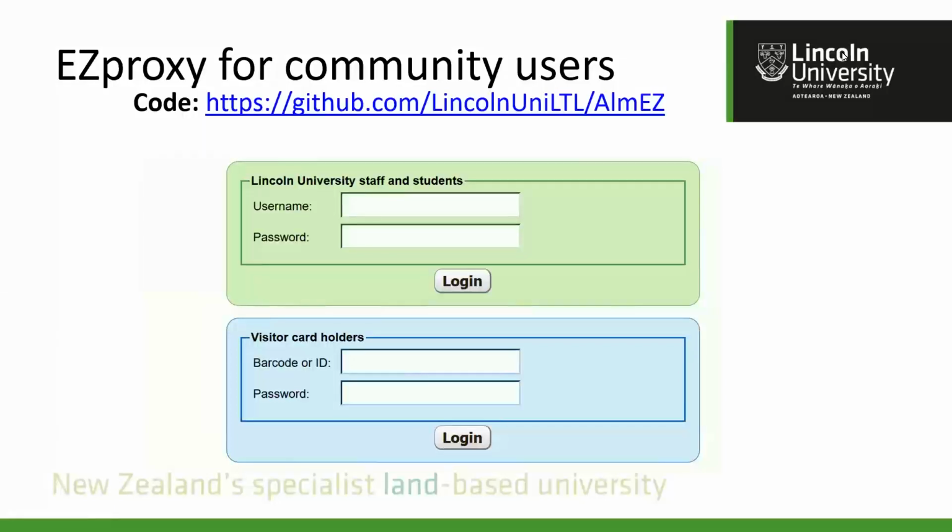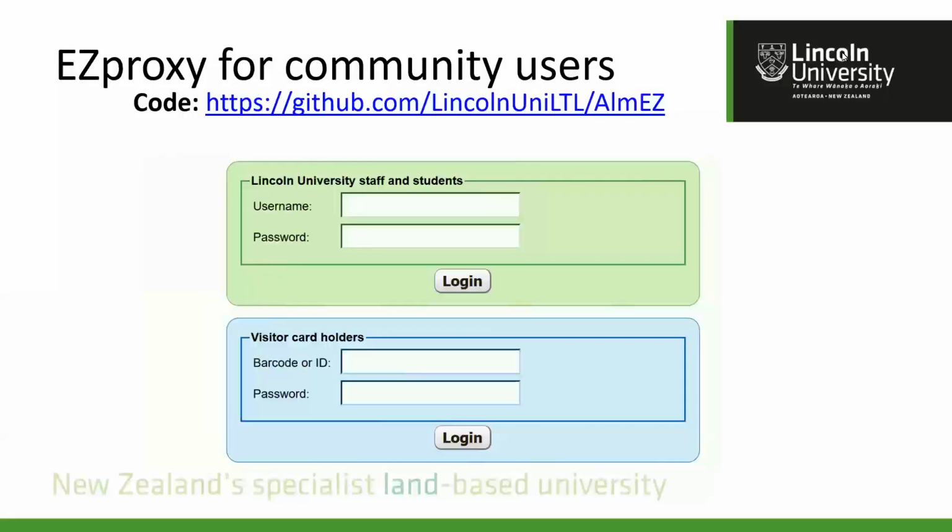Staff and students have a record in Active Directory, so that's nice and easy with EZproxy. But community users don't have an account in Active Directory, and ITS is never going to give them one. So there's just the Alma account that we've got to work with. So again, one of my predecessors wrote this software, Alma-EZ, which acts as a bridge between Alma and EZproxy using the Alma Users API.